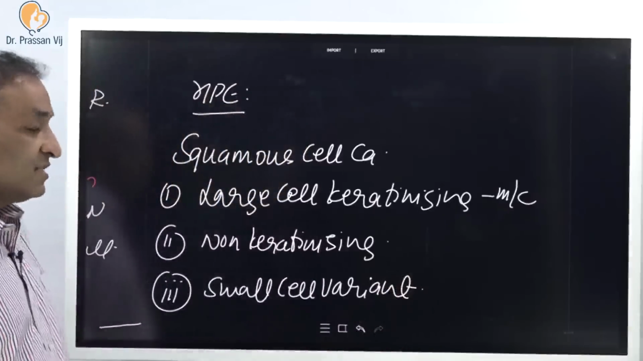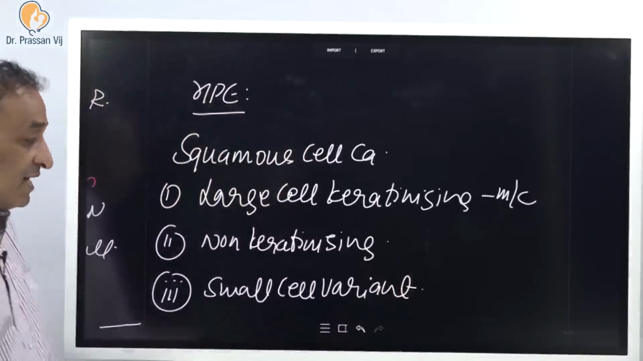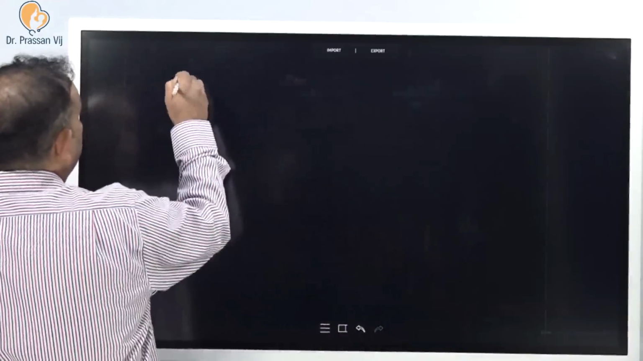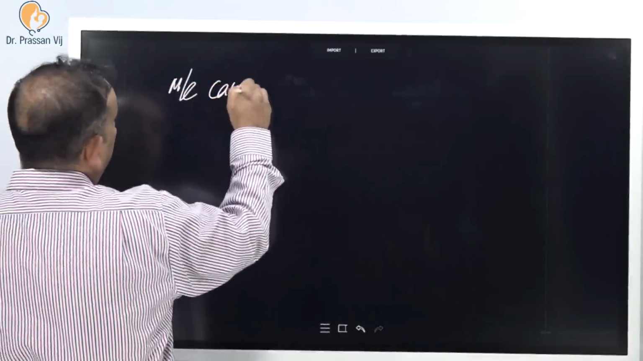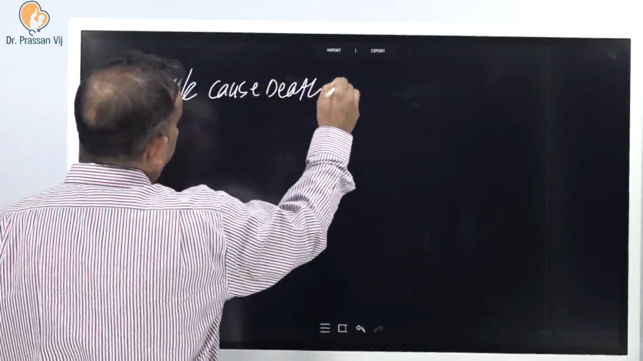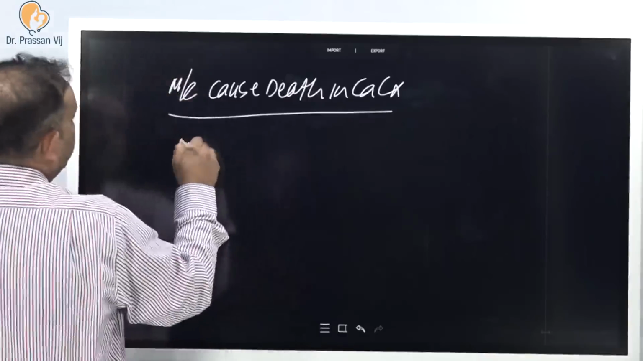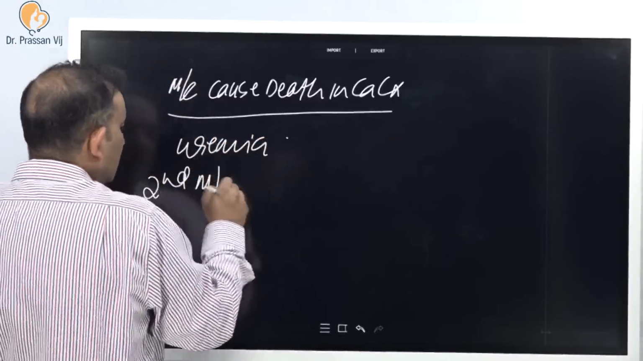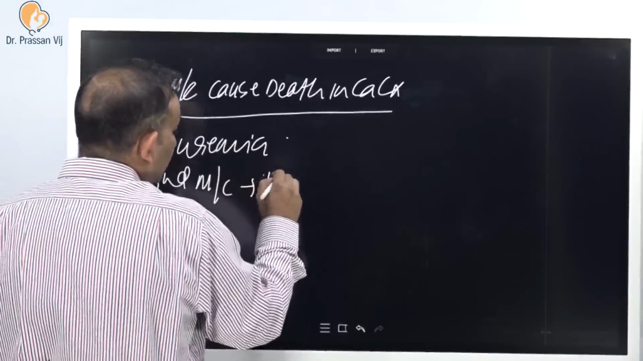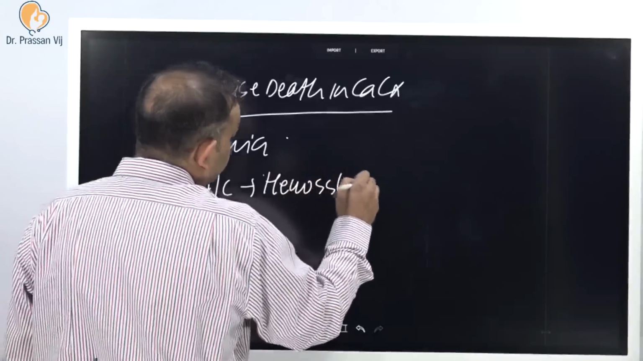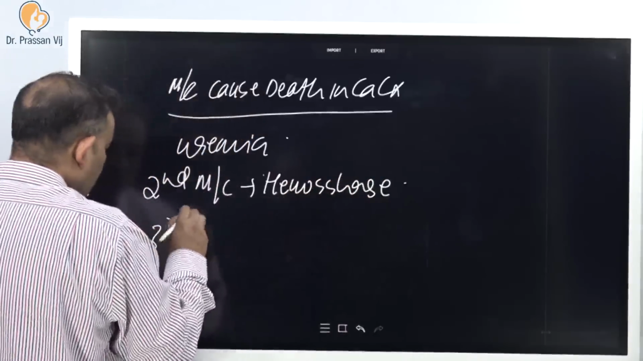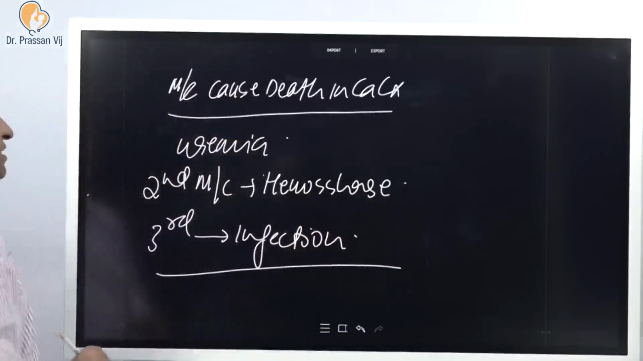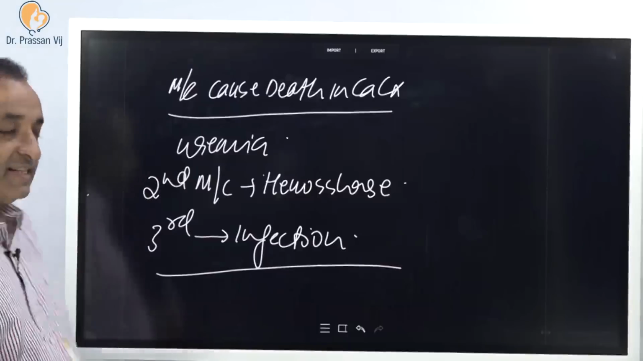The other question asked is, what is the most common cause of mortality in CS cervix? Yes, this one we know very well, that uremia is the most common cause of death in CS cervix. So, this you know very well. So, they have asked you the second most common cause, which is hemorrhage, and third most common cause is infection. Uremia, hemorrhage, infection. These are the general causes of death in CS cervix.